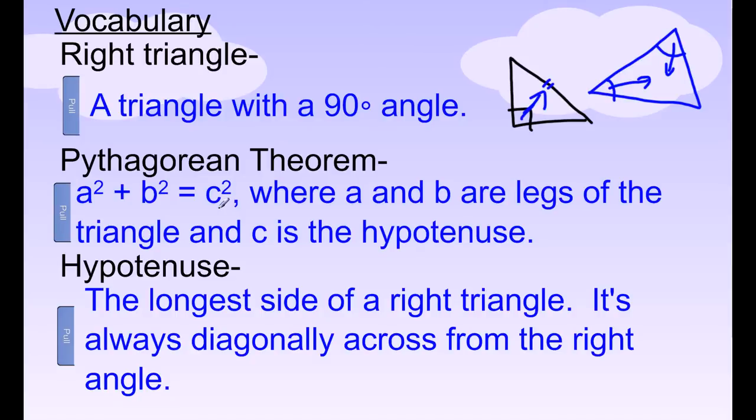And when we're talking about our Pythagorean theorem, it's always going to be the c value. The a and the b can be the 2 different legs. It doesn't matter which way you put them, but the hypotenuse always has to be the c.